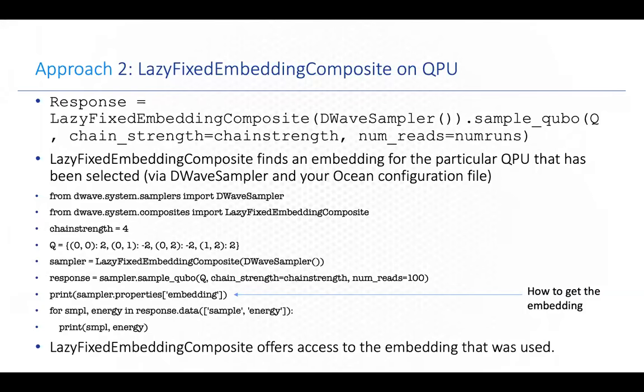Now, another thing that it does is that it moves the problem throughout the chip. And part of the reason it does that is that we would want to know over many runs of it, is there any region of the chip that is not performing the same as the others? We would hope that our problem doesn't show any behavior of that, but it's a good thing to do the statistics and just see. So LazyFixedEmbedding composite is one you could use if you want the embedding to come back for you, but it's been prepared for you.